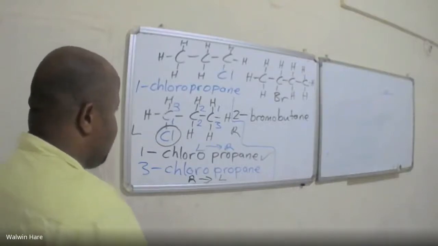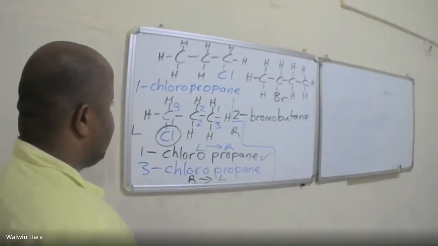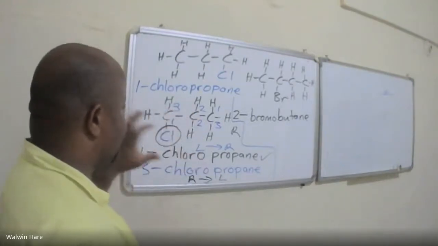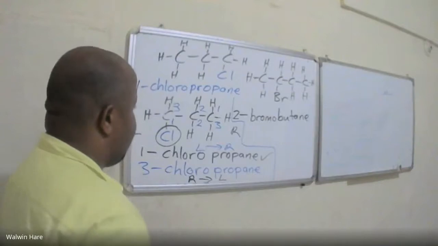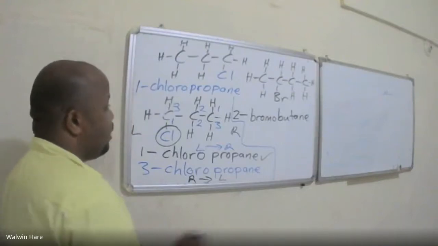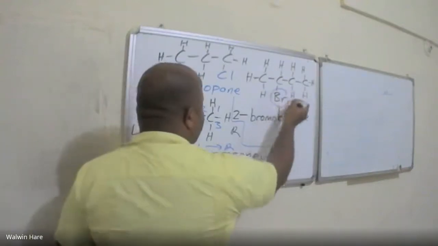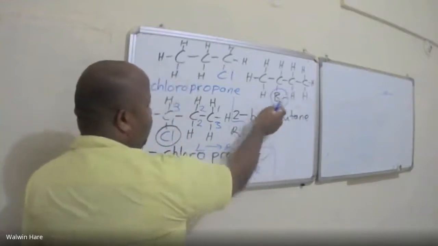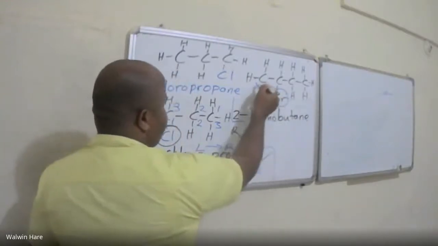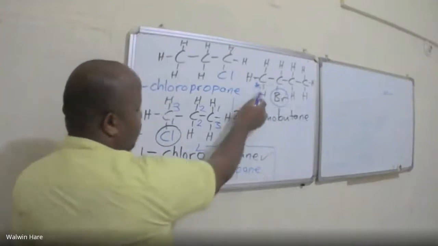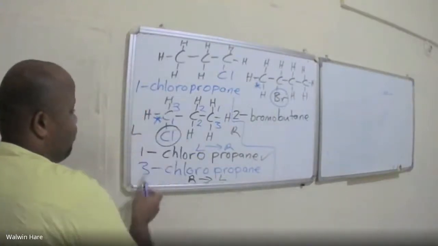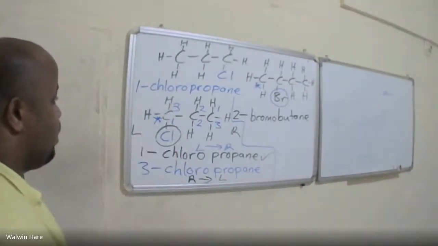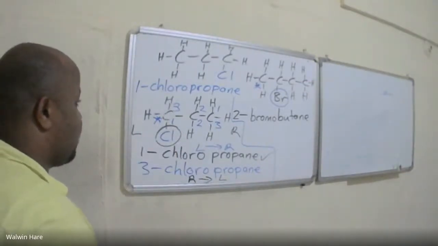I'm going to take you through all of the rules, right? So the first important rule here is that when you have a substituent, you always count from the end that is closest to your substituent group. So we start counting from this carbon because this is closer to it. In this one, we started counting from this carbon. All right, let's try some more.